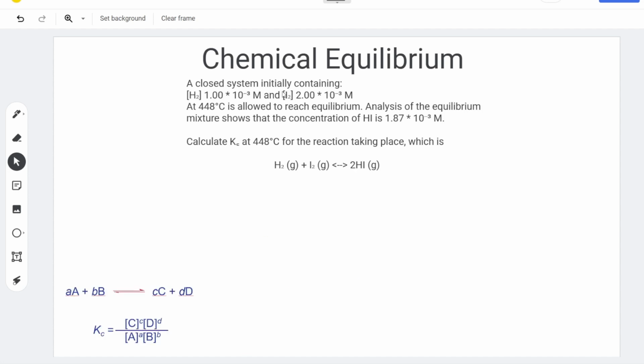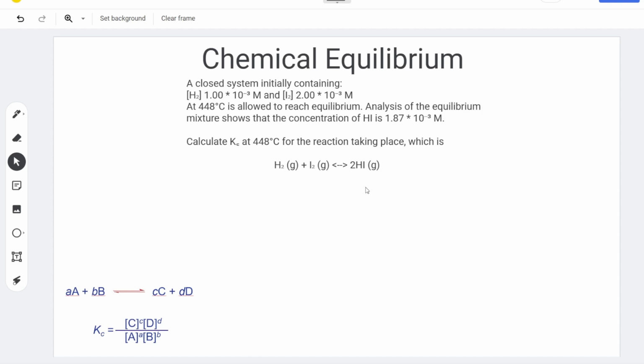A closed system initially containing 1.00 times 10 to the negative 3 molar hydrogen and 2.00 times 10 to the negative 3 molar iodine at 448 Celsius is allowed to reach equilibrium. Analysis of the equilibrium mixture shows that the concentration of hydrogen iodide is 1.87 times 10 to the negative 3 molar. Calculate Kc at 448 Celsius for the reaction taking place, which is the following. So how do we approach this problem?